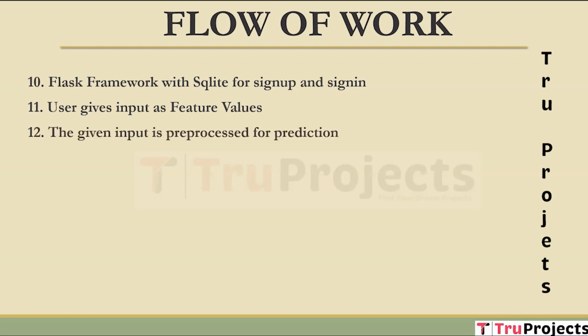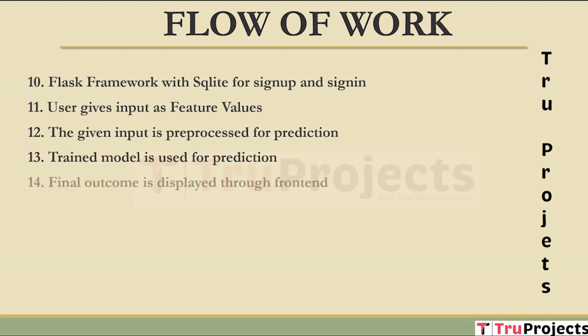The given input is pre-processed for prediction. The user's input is pre-processed to ensure it matches the format and features used by the trained machine learning models. Trained model is used for prediction. The trained machine learning models are utilized to make predictions based on the pre-processed user input. Final outcome is displayed through the front end. The results of the intrusion detection, such as whether intrusion is detected or not, will be displayed through the front end.